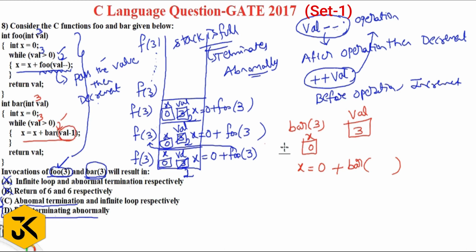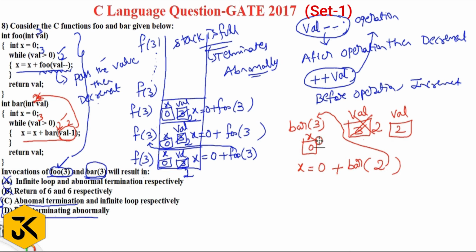What is value minus 1? 3 minus 1, that is 2. It is 2. Now it will pass to the function, like 2, it will pass to this here. Now value is what? This value is replaced with, it will create a new variable called val, and its value is 2. Now once again bar of 2 executes.